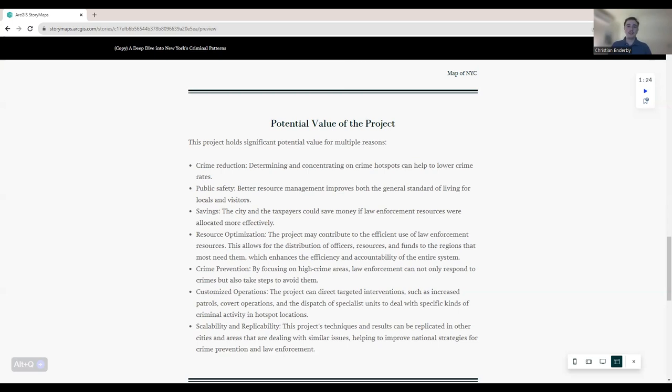Next, we have crime prevention. By focusing on high crime areas, law enforcement can not only respond to crimes, but also take steps to avoid them. Community policing, outreach campaigns, and educational programs might be included in this.